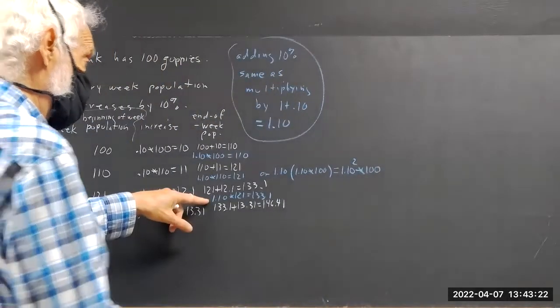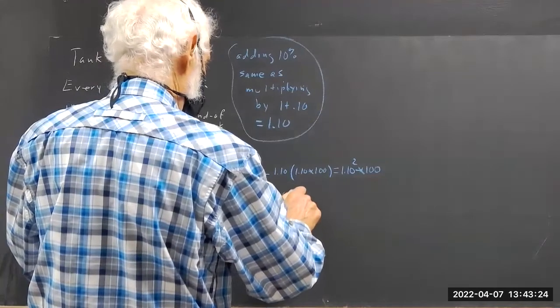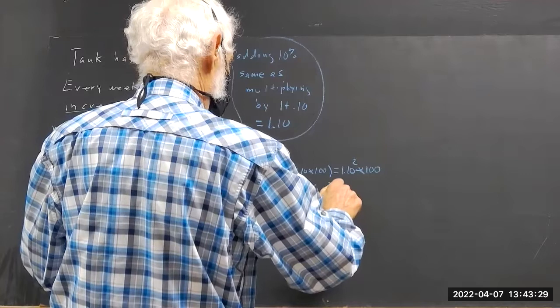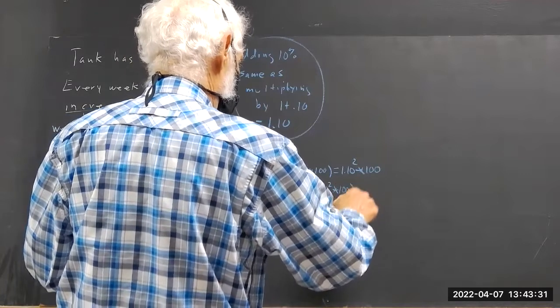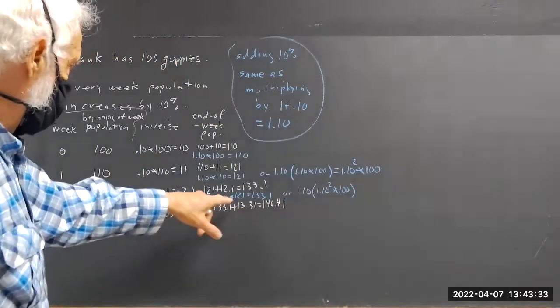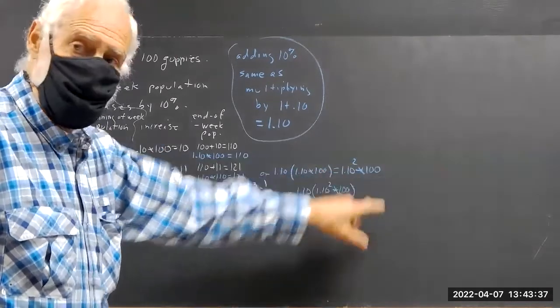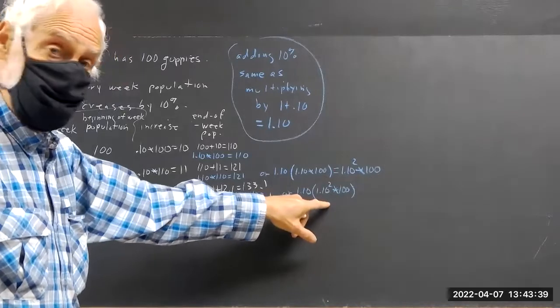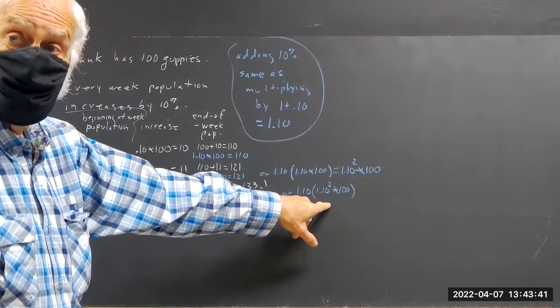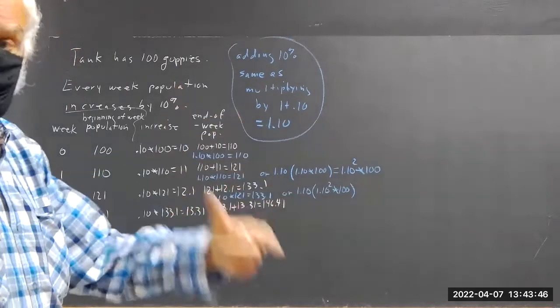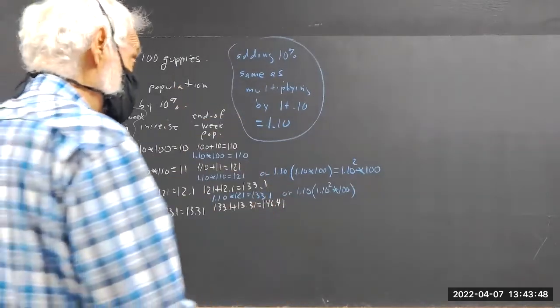This then would be, well, it's 1.10 times 121, which was 1.10 squared times 100. So we're going to have what? 1.10 cubed times 100, right? Every week we multiply by 1.10.